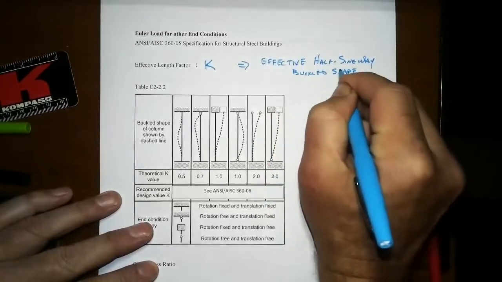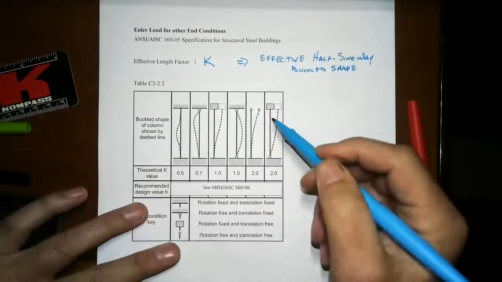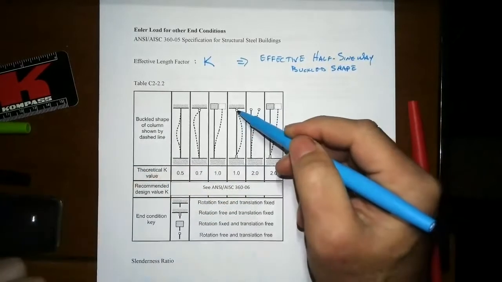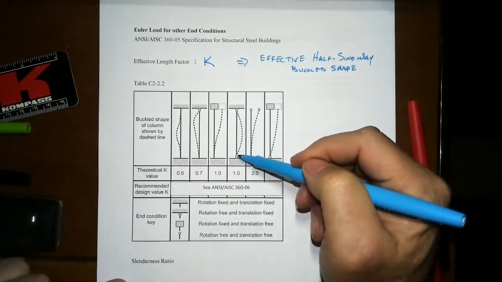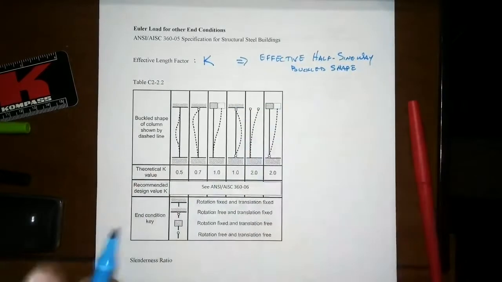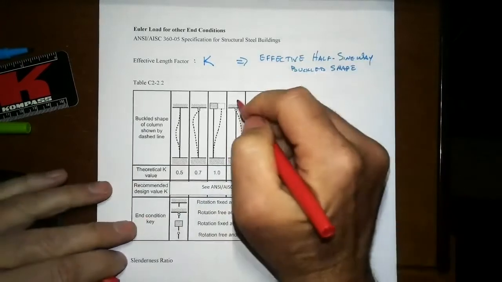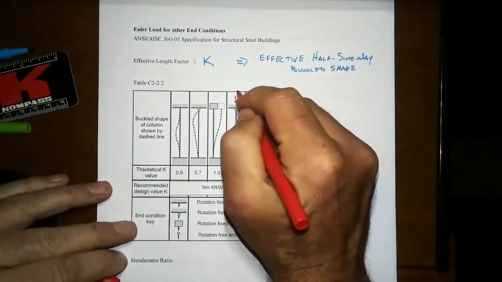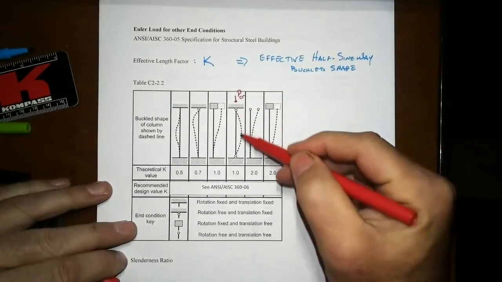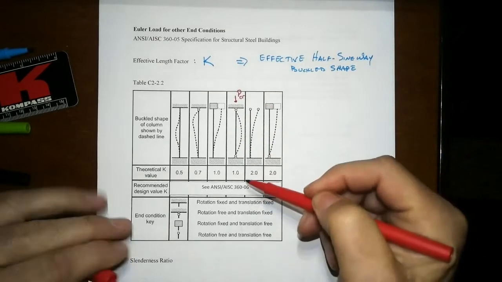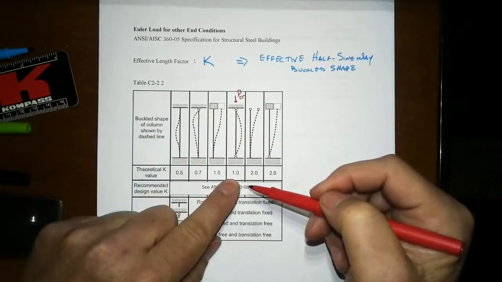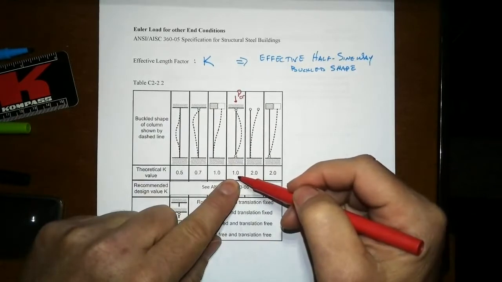So let's go and talk about that again real briefly. Here's a case where we have, in this fourth one over, a pin-pin member. That's how we derived this Euler model to begin with. And at the instant of buckling, we had a perfectly straight member. In that instant of the buckling, we got this half sine wave that showed up. And so that's why you see that half sine wave, which is over the physical length of the member, we have a K value that is theoretically derived to be exactly 1.